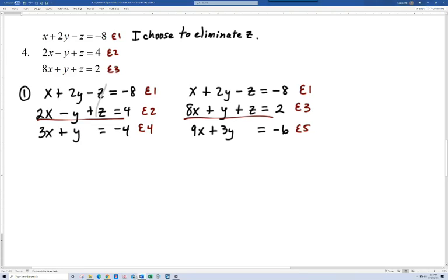And so we found our 2 equations in the same 2 variables. Let's put equation 5 right below equation 4. And now this is step 2 of our process.